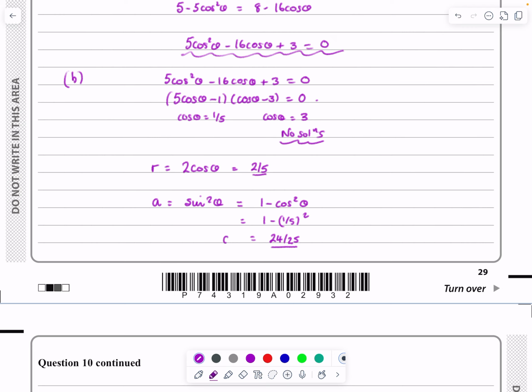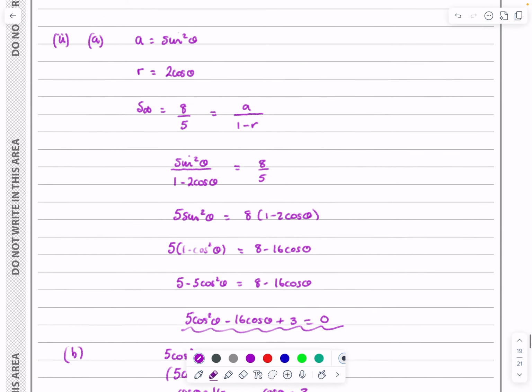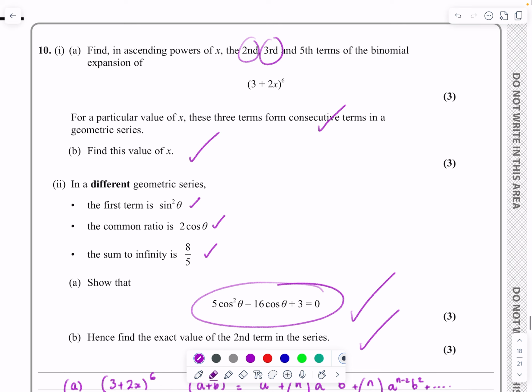Okay, so we've now got our A and we've got our R, and the second term, quite a strange thing to ask for, but the second term is AR, isn't it, in our geometric sequence. So AR is just going to be equal to 24 over 25 multiplied by 2 over 5, and that works out to be 48 over 125 as that last part there. So we've finished off that one as well. Yeah, that's an interesting last question, a little bit unusual, but maybe watch the video more than once there, and hopefully that will all start to make sense.